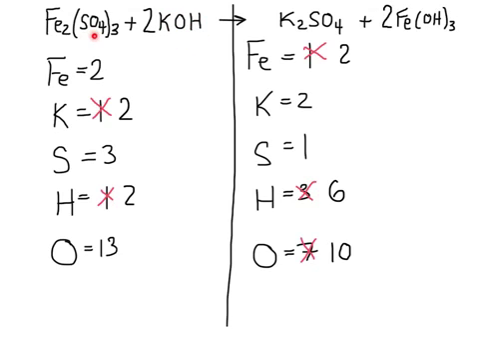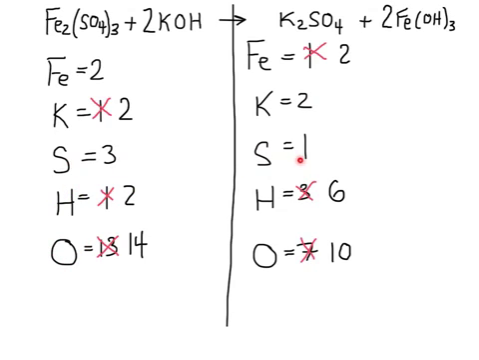Over here, I had 12. So that's a total of 14 oxygens now. Change that as well. Now I can double check my metals. Metals are balanced. Now I can move on to the non-metals, except for hydrogen and oxygen. I'm going to leave those till the end.